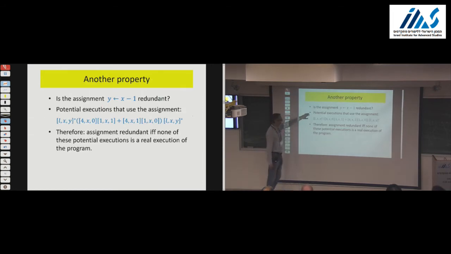What you can do is ask yourself, is this assignment redundant? Then you describe the potential executions that actually use the assignment, right? And those are the ones in which, at the beginning, whatever happens, and then you are in front of the assignment with the value of y equal to 0, and then after the assignment, the value of y is 1, or the other way around, right? Okay, so the assignment is redundant if and only if none of these potential executions is a real execution of the program. So now you could do the same. You could transform this into an automaton, you could compute the intersection, and actually you would see that indeed it is redundant, right? So you could remove it after that. And that's something that is being done in practice.